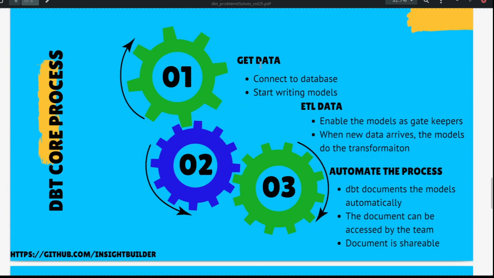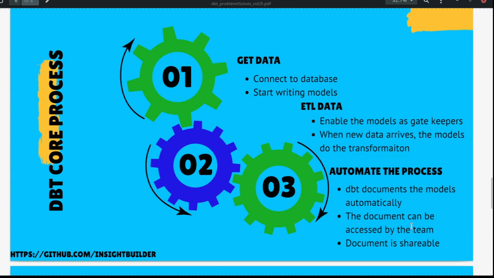The same way, we have to get the data, we have to do the ETL, and then we have to automate the process. First, getting the data, we have to connect to the database, then we start writing the models, and then we can do the ETL transformations, and then we can do the automation process. This automation process is very important and very interesting also, because DBT provides a way to document all the models automatically. You will see how this works when we go and do the examples in the next video.